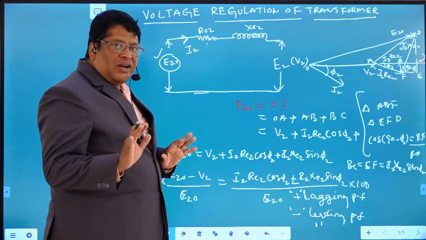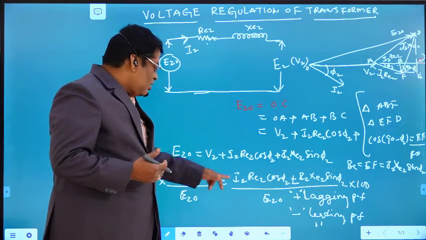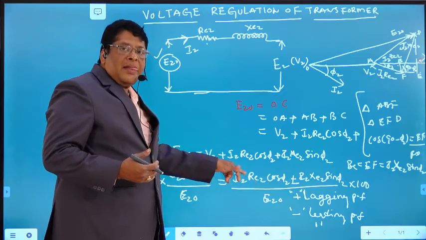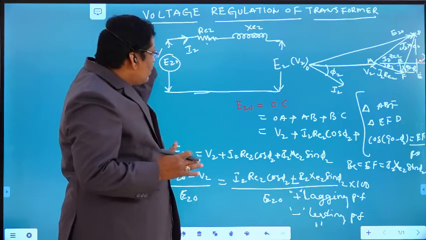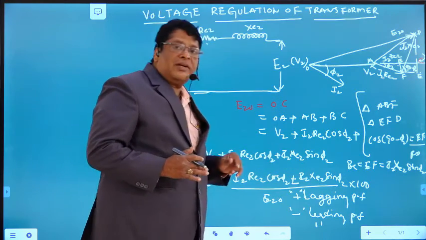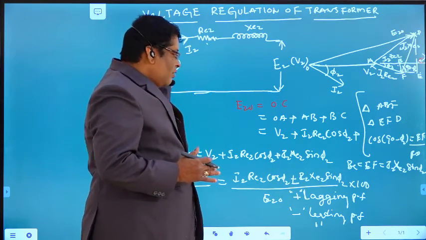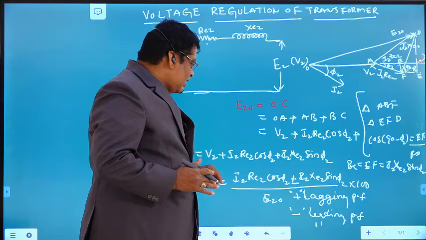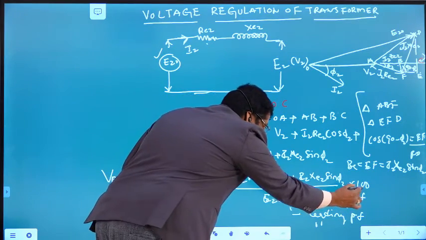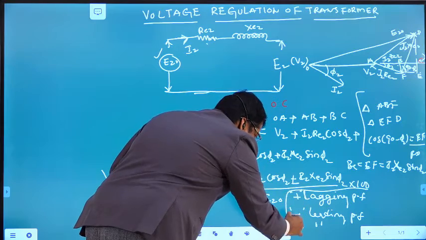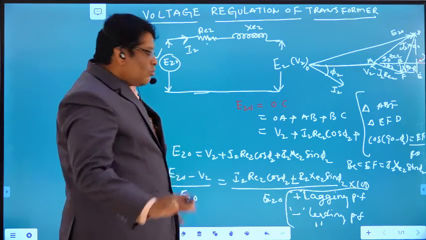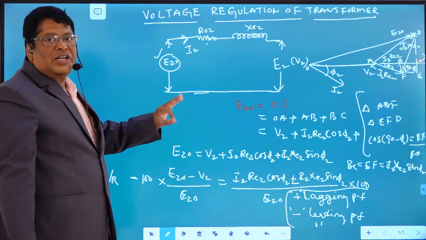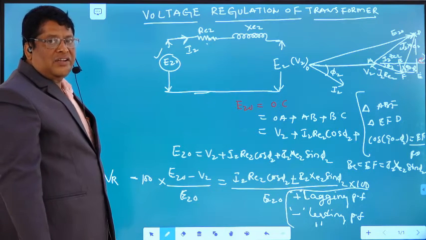Now once again, recollecting all the variables. I2 is the load current in the secondary winding. RE2 is the total equivalent resistance of the transformer referred to the secondary side. XE2 is the total leakage reactance of the transformer referred to the secondary side. The denominator E2 naught is the no load secondary voltage, multiplied by 100. This is the formula for the voltage regulation of a transformer.